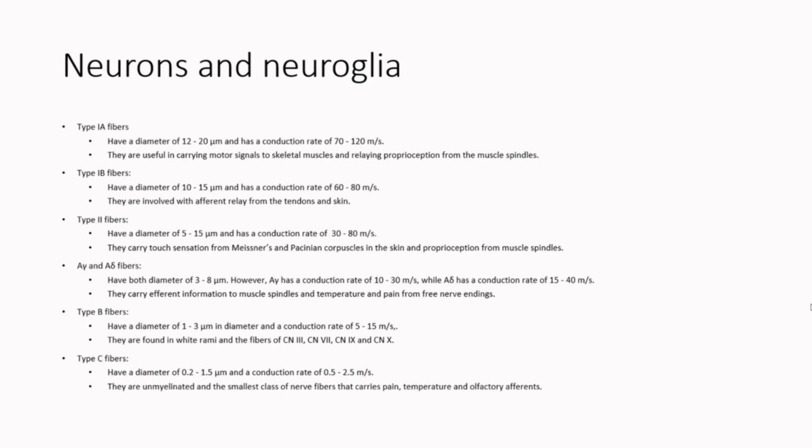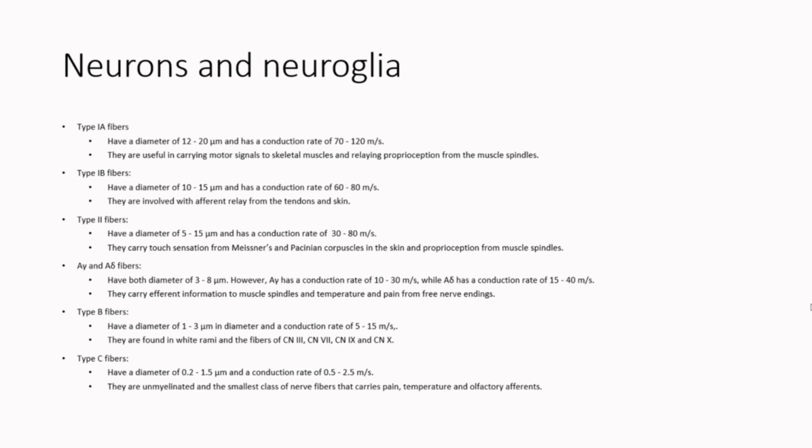muscle spindles. Then you have A gamma fibers and A delta fibers, and both of them are 3 to 8 microns in diameter, but the A gamma fibers have a slower conduction rate, between 10 to 30 meters per second, compared to the A delta fibers, and both of them carry efferent information to the muscle spindles, and they also carry temperature and pain from nerve endings.